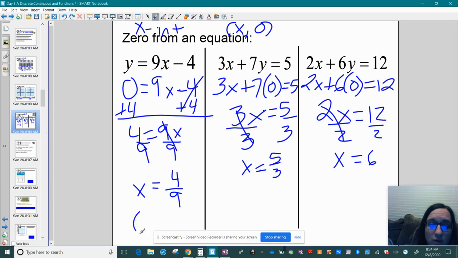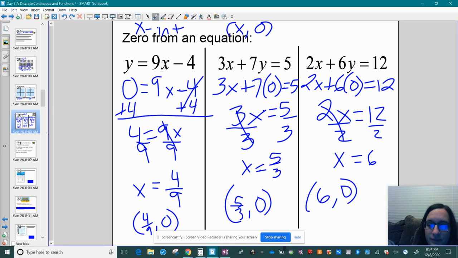So if you had to write them as ordered pairs, it would be 4/9, 0, 5/3, 0, and 6, 0.